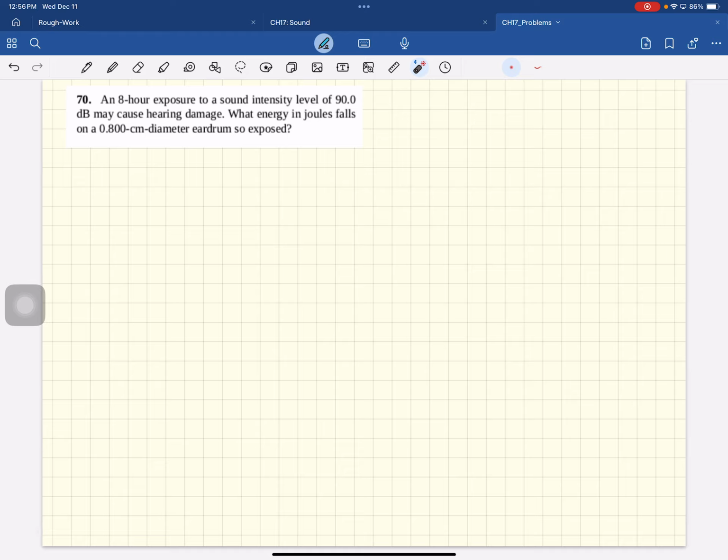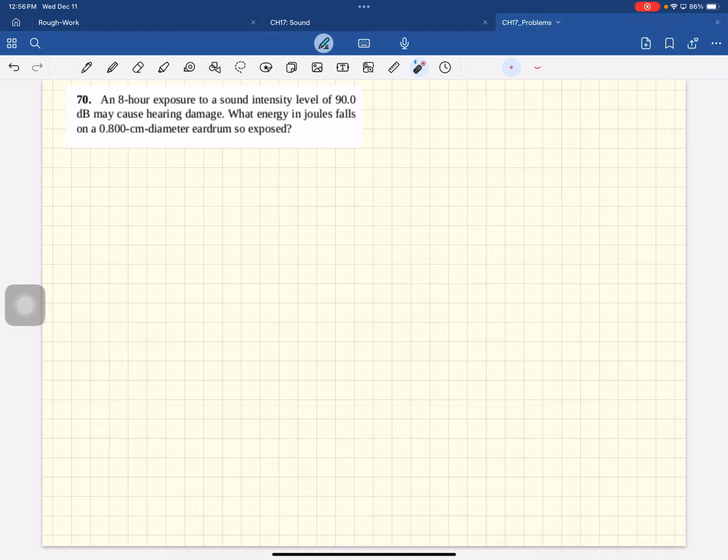Okay, this problem says an 8-hour exposure to a sound intensity level of 90 decibels may cause hearing damage. So why do you consider problems like this? If somebody is working in a construction site and using a jackhammer all day, you can damage your hearing and stuff like that. You could be a rock star, you practice a lot and damage your hearing.